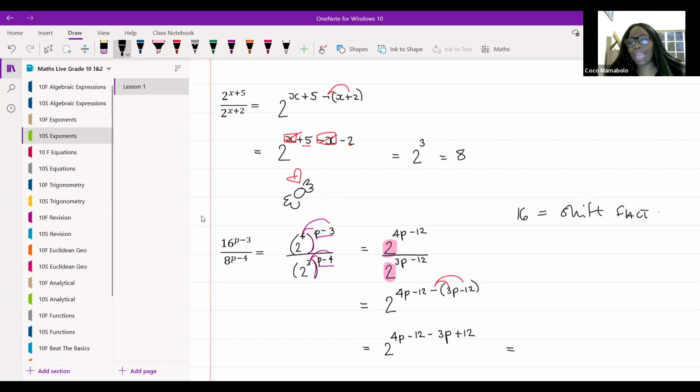Now we can add like terms. 2 to the power of. I'm going to get 4p minus 3p. That's just going to give me p or 1p. Doesn't make a difference, right? And then I'm going to get negative 12 plus 12, which will give me 0. So my final answer is 2 to the power of p.